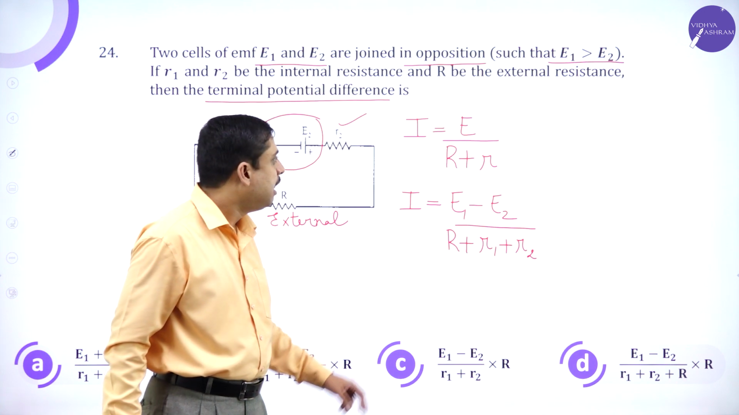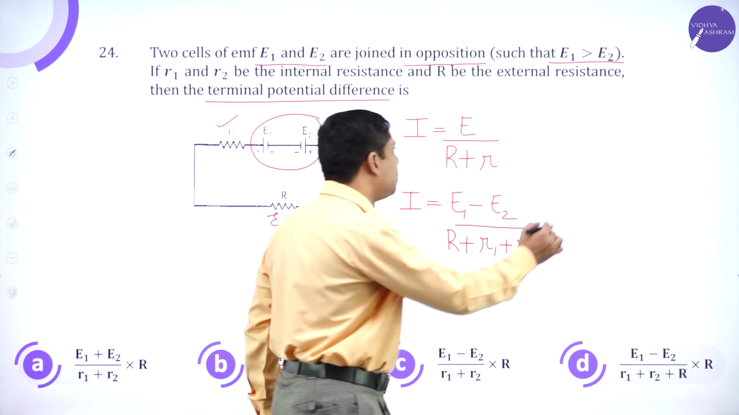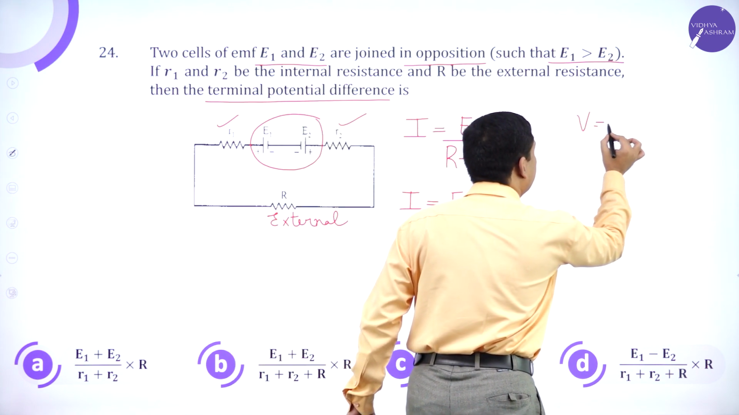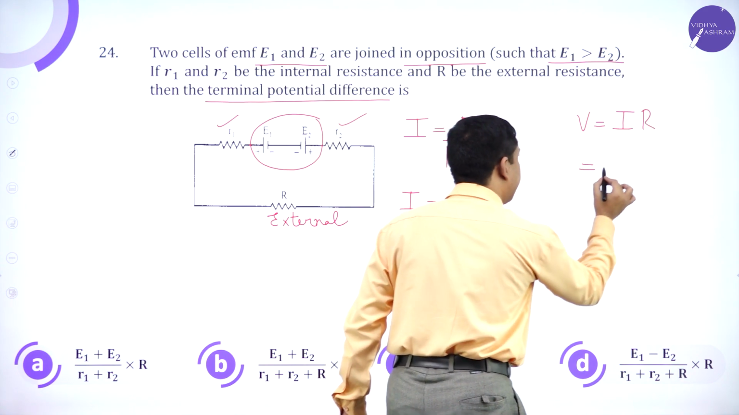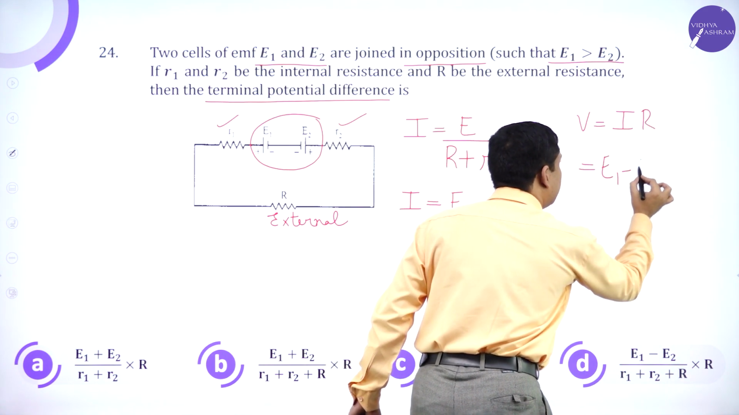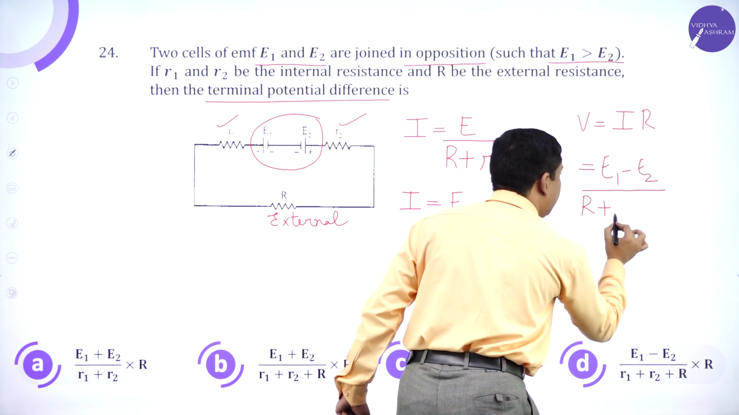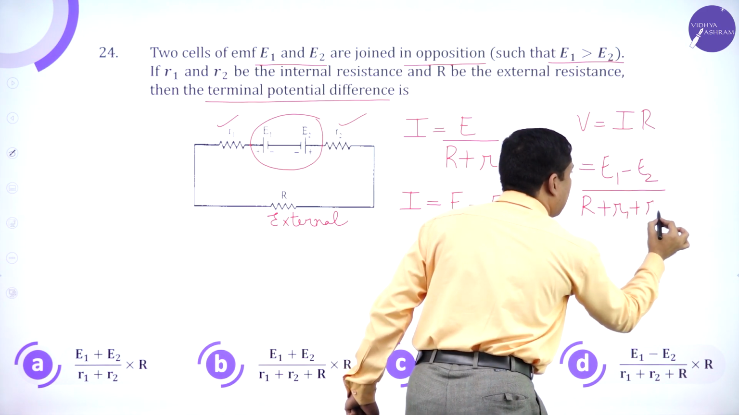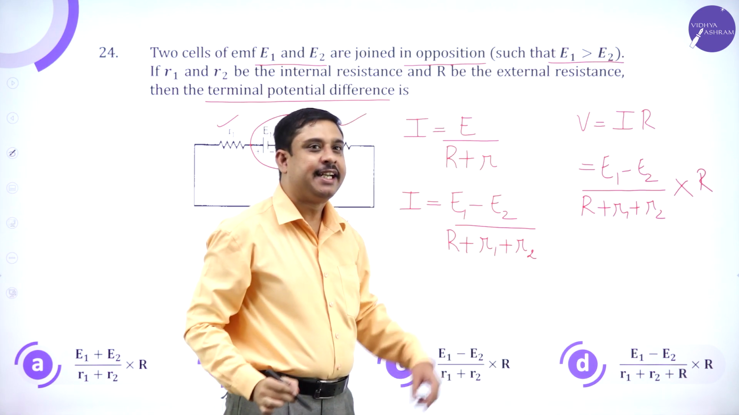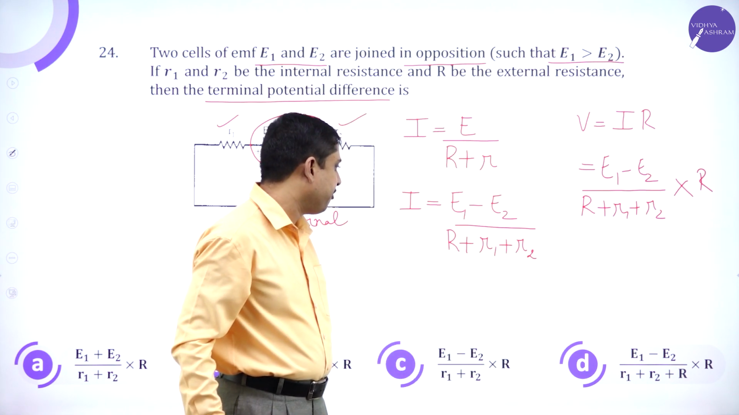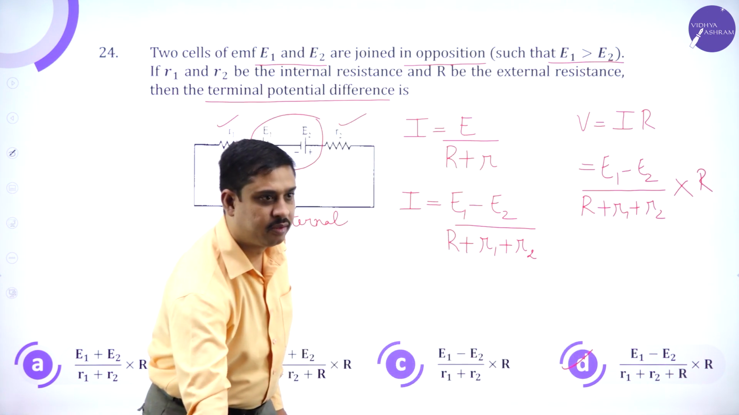Now, he's asking us to calculate terminal potential difference, which is I into R. So I is E1 minus E2 divided by capital R plus r1 plus r2, into capital R will be the terminal potential difference. So the answer is the 4th option.